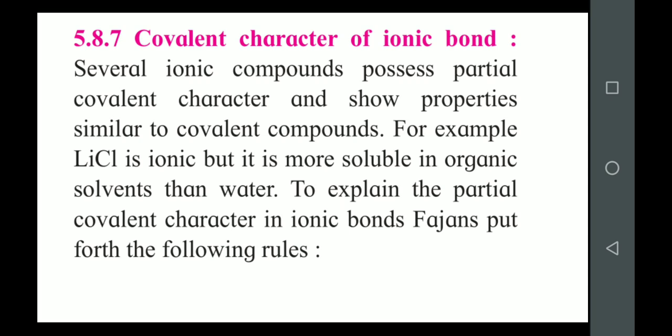We have seen that covalent bonds are the bonds that are formed by the mutual sharing of electrons, whereas ionic bonds are the bonds that are formed by the complete transfer of electrons between the atoms. Now, there are several ionic compounds which also possess partial covalent character, and they show properties which are similar to covalent compounds. In our previous lectures, we have seen the ionic character or polar behavior of covalent character. So here you will see that there are ionic compounds which exhibit covalent character.